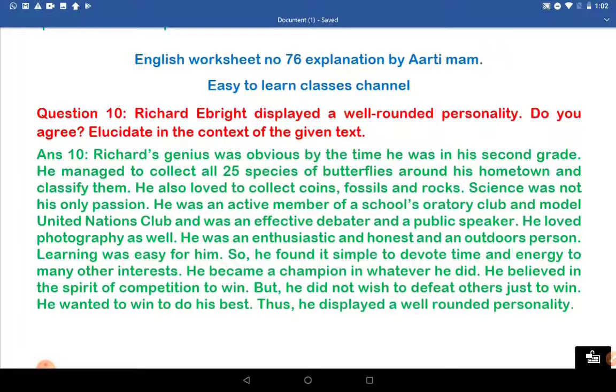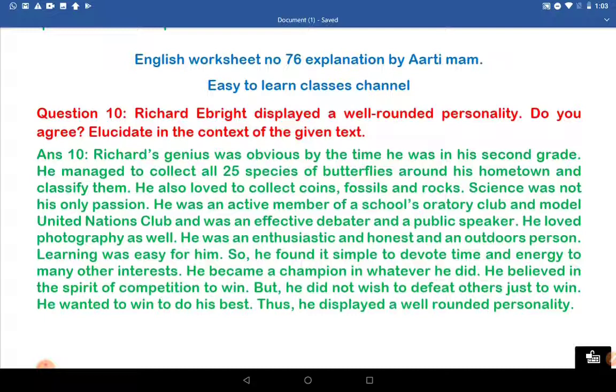Richard E. Ebright displayed a well-rounded personality. Do you agree? Elaborate in the context of the given text. Answer. Richard's genius was obvious by the time he was in the second grade. He managed to collect all 25 species of butterflies around his hometown and classify them. He also loved to collect coins, fossils, and rocks. Science was not his only passion.